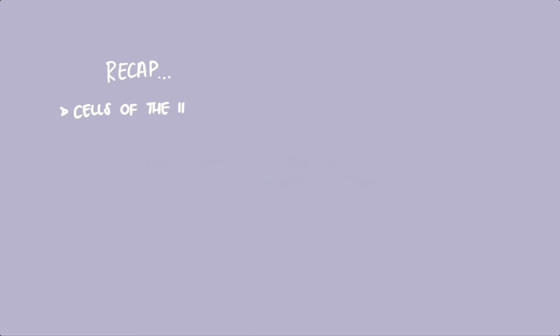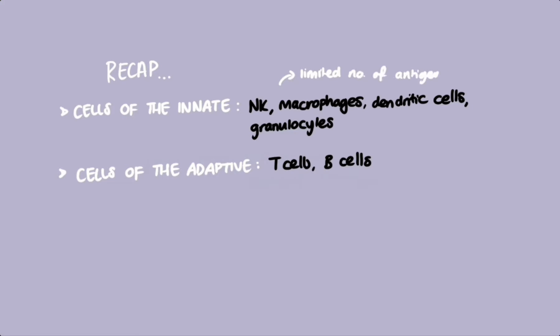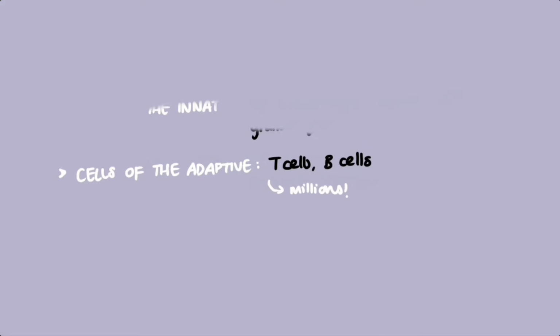So just to recap, cells of the innate immune system include natural killer cells, macrophages, dendritic cells, and granulocytes such as neutrophils and eosinophils. Cells of the adaptive immune system involve T cells and B cells. And the main difference you want to remember is that innate cells recognize a limited number of antigens, while cells of the adaptive recognize millions of antigens.